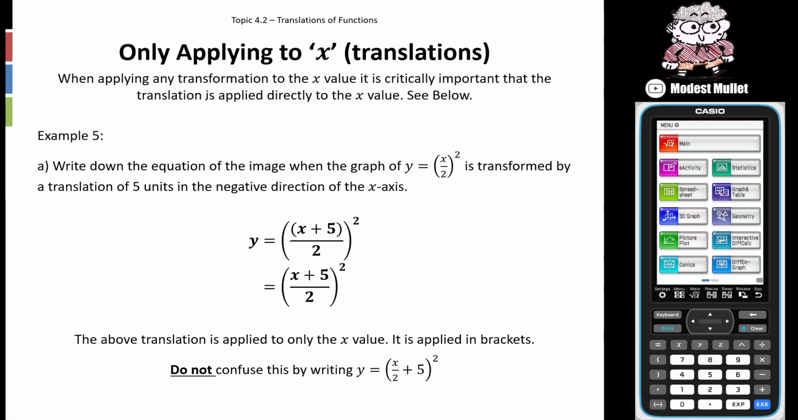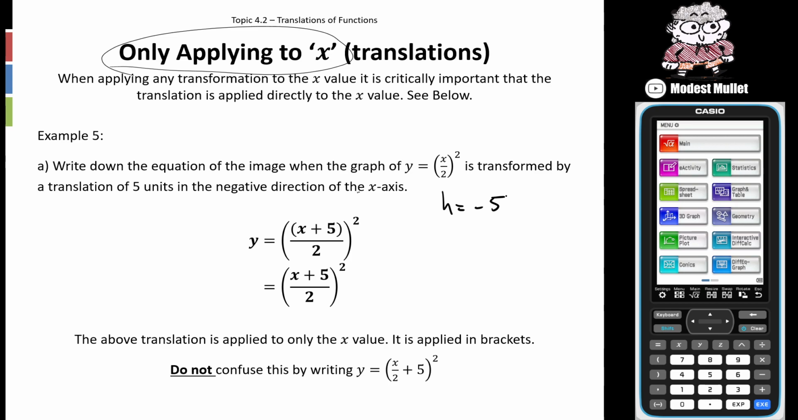So for example, and this is what I mean by we only need to apply to the x value itself, or replace just the x. Let's have a look at this example. Write down the equation of the image of the graph y equals (x on 2) all squared, transformed by a translation of 5 units in the negative direction of the x-axis. Okay, so in this case, h is minus 5.